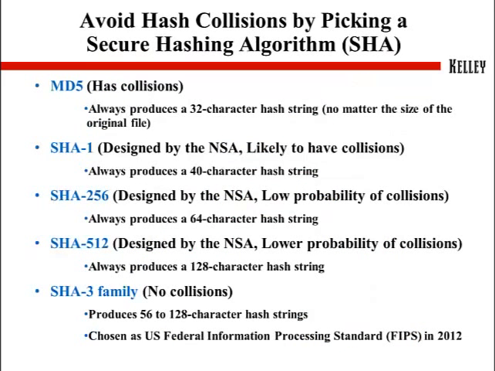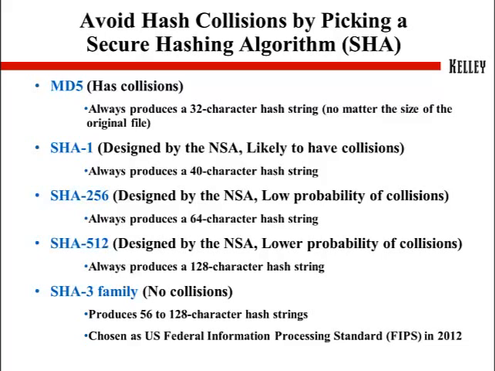Well, the answer is to pick a secure hashing algorithm. And here are a few algorithms that have been in use. The first one that came out was called MD5, and it has a lot of hash collisions that are known. It produces a 32-character hash string, no matter what the size of the original file. It was replaced by SHA-1, which was designed by the National Security Agency, and SHA-1 is likely to have collisions. It produces a 40-character hash string.